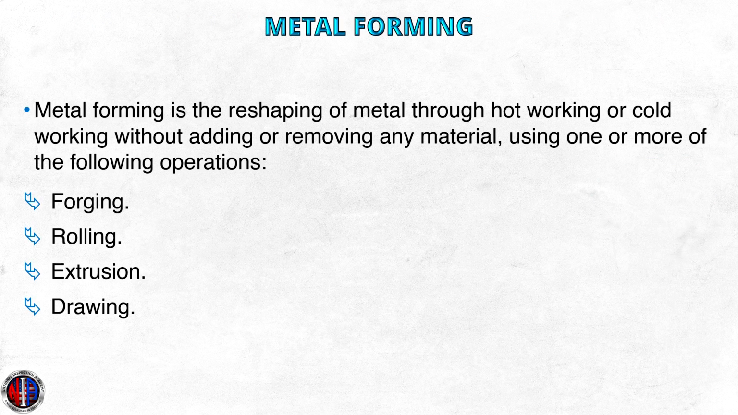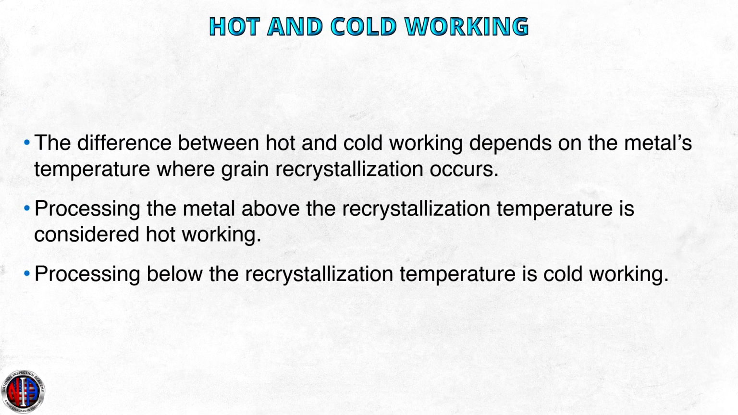Metal forming. Metal forming is the reshaping of metal through hot working or cold working without adding or removing any material, using one or more of the following operations: forging, rolling, extrusion, and drawing, as well as sheet metal shearing and bending. Hot and cold working. The difference between hot and cold working depends on the metal's temperature where grain recrystallization occurs. If processing the metal above the recrystallization temperature, it is hot working. If below the recrystallization temperature, it is cold working, typically at room temperature.